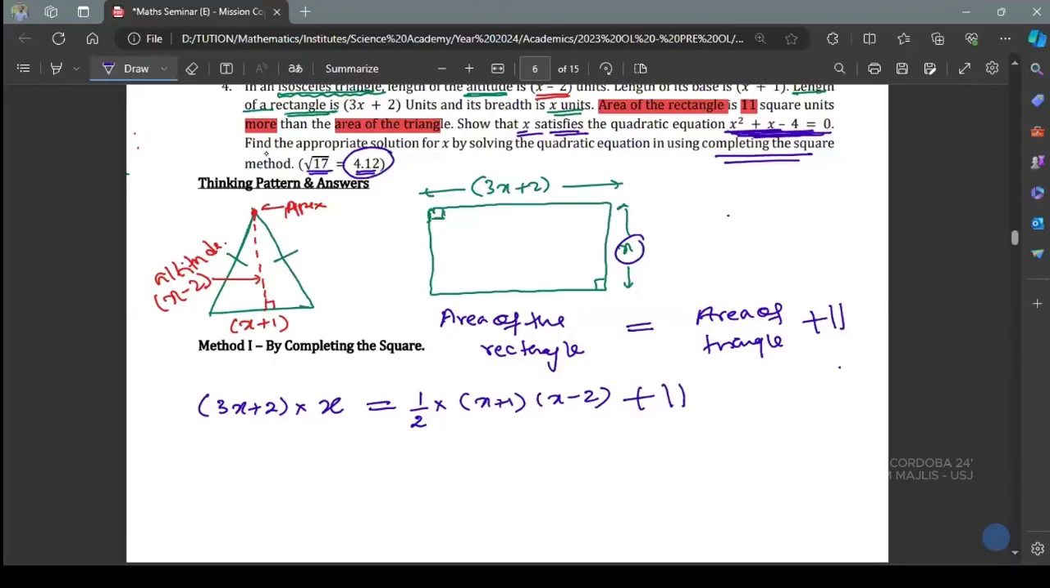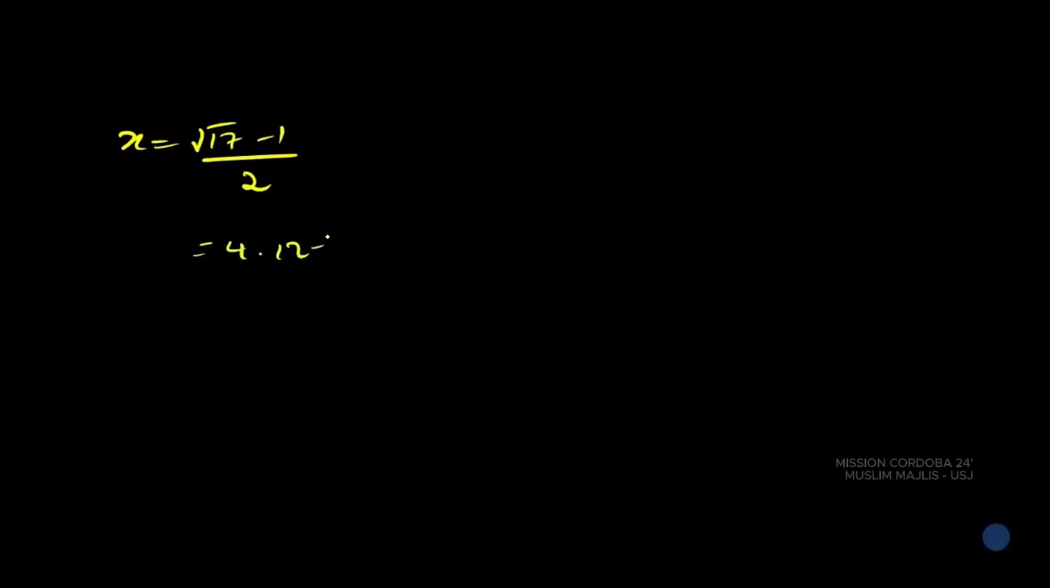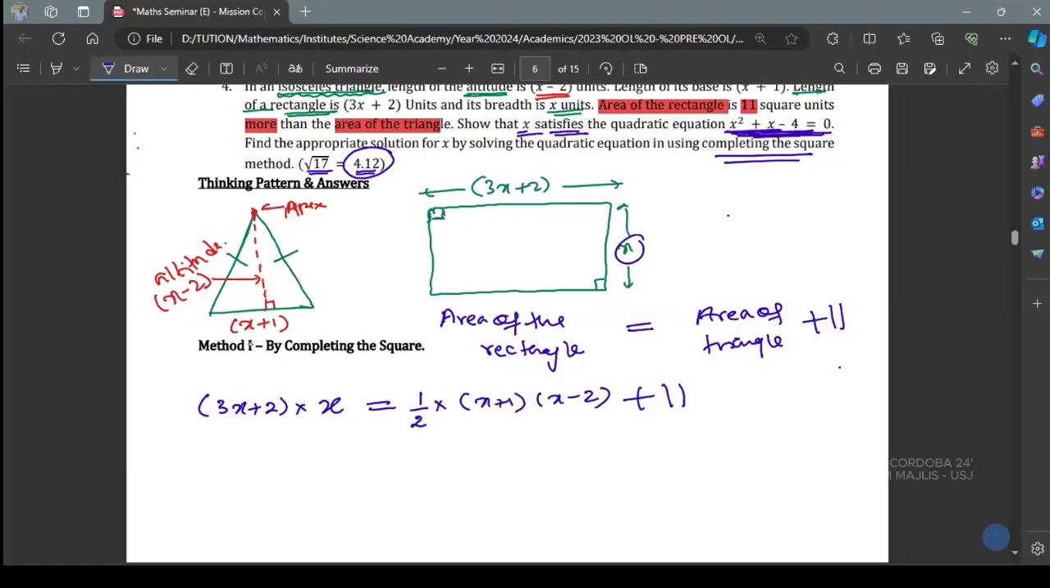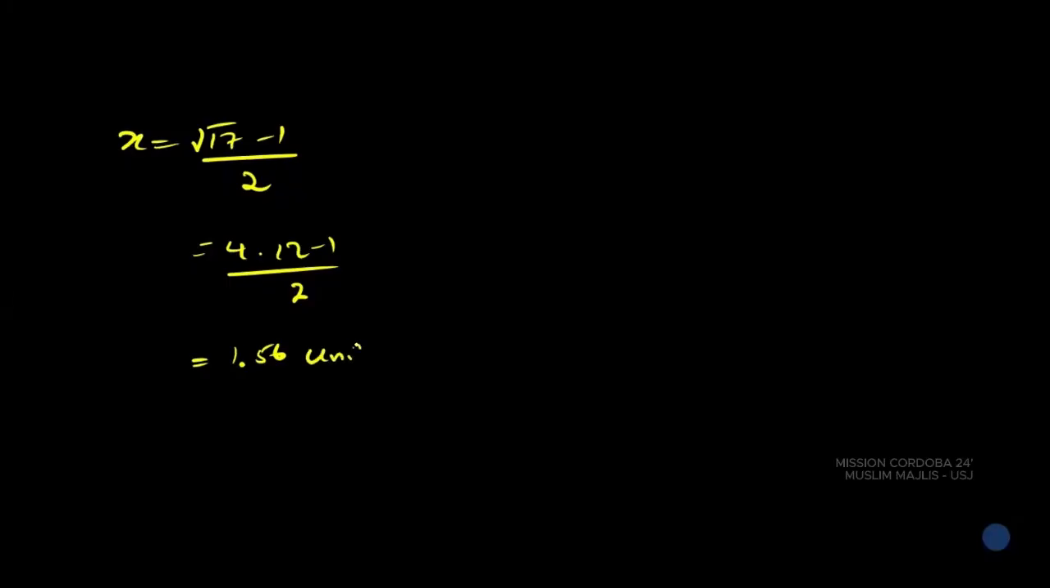Now substitute the value of square root of 17, 4.12. 4.12 minus 1 over 2. Simplify this and send me the answers in the chat box quickly. 4.12 minus 1 equals 3.12, divided by 2 will give you 1.56. And they want us to find the appropriate solution for x. Okay, x equals 1.56 units. We don't know what sort of unit that is, centimeters or meters or kilometers, so you can just generally put units.